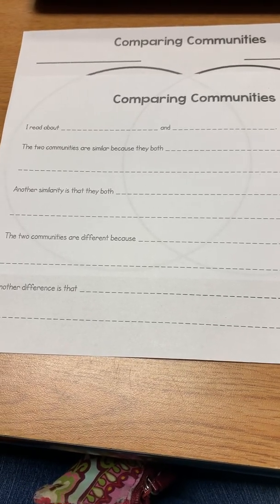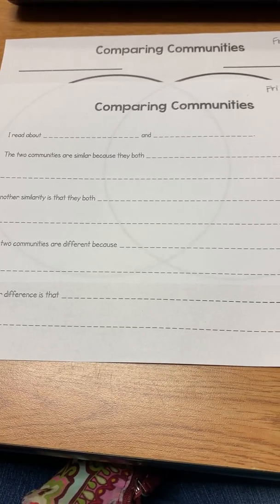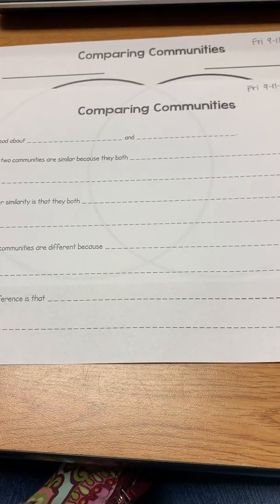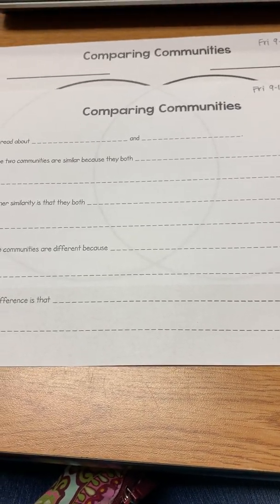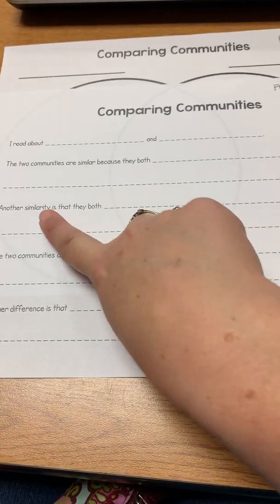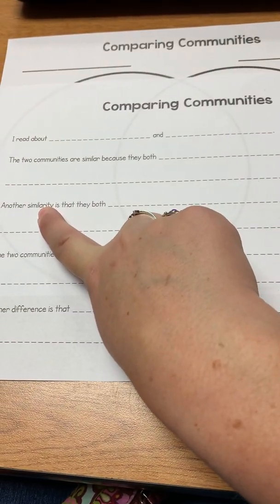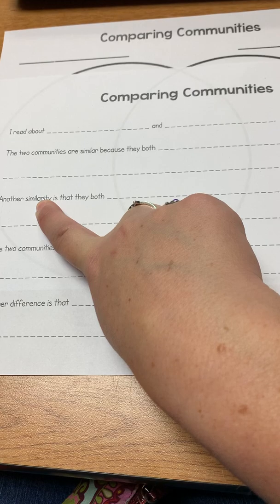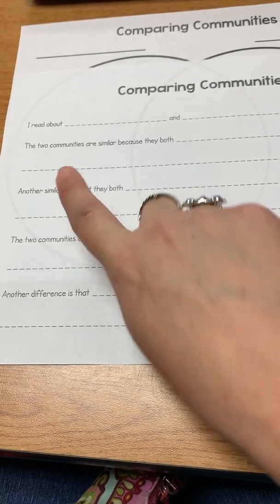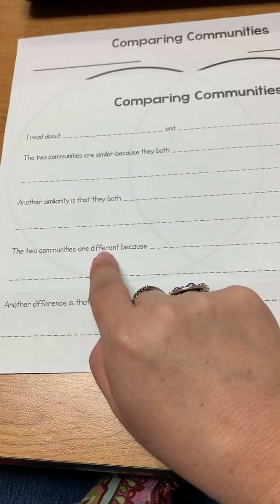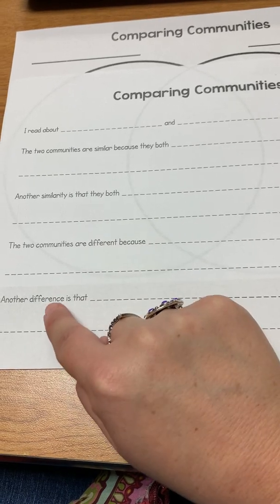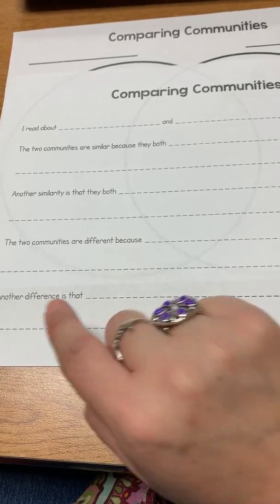So you may hear similarity, and that's something that's the same. So similarity starts with an S, and right here, similarity starts with an S, and same starts with S. So that's how I remember what that word means. And then ways that they are different or a difference, okay?